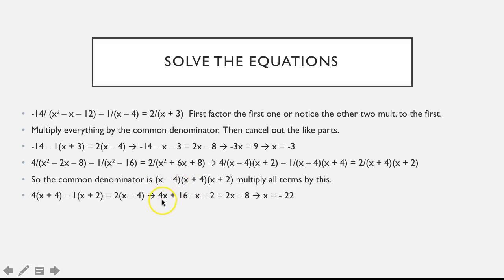Then you just want to use your distributive property, get your like terms together, and then divide. And when you do all of that, you come up with x equals negative 22.